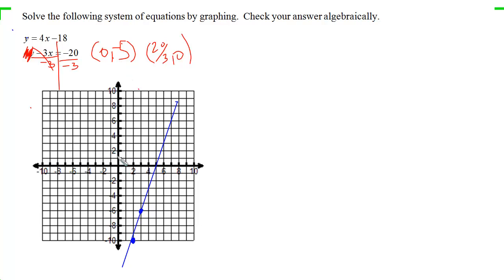So 0, I'm at negative 5. So there's 1 point. And then 20/3, that's going to be just under 7. That'd be somewhere right about here. So it's going to look something like that. And this one, I know the slope should be 4, so 1, 2, 3, 4, and over 1. So it should actually go through right there. So I'm betting that 4, negative 2 is my solution.